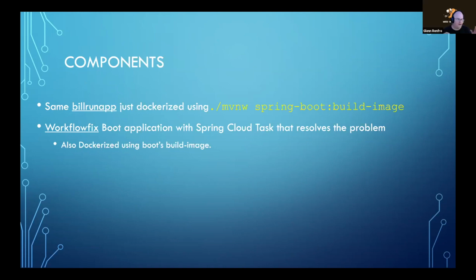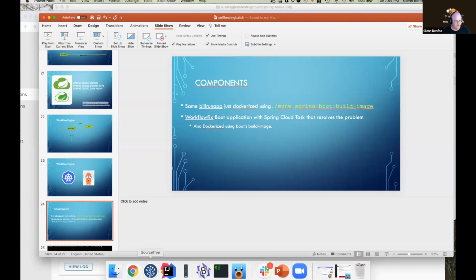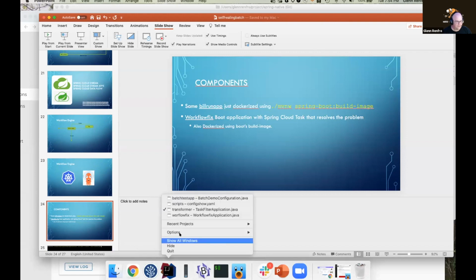And then we are going to introduce a new app called Workflow Fix. This Workflow Fix is going to look just like what we had before with the filter fix that we had for that Spring Cloud Stream. And it's also being Dockerized using the Spring Boot image. So what does all this code look like? Well, let's go there real quick. We're going to go to Workflow Fix first.